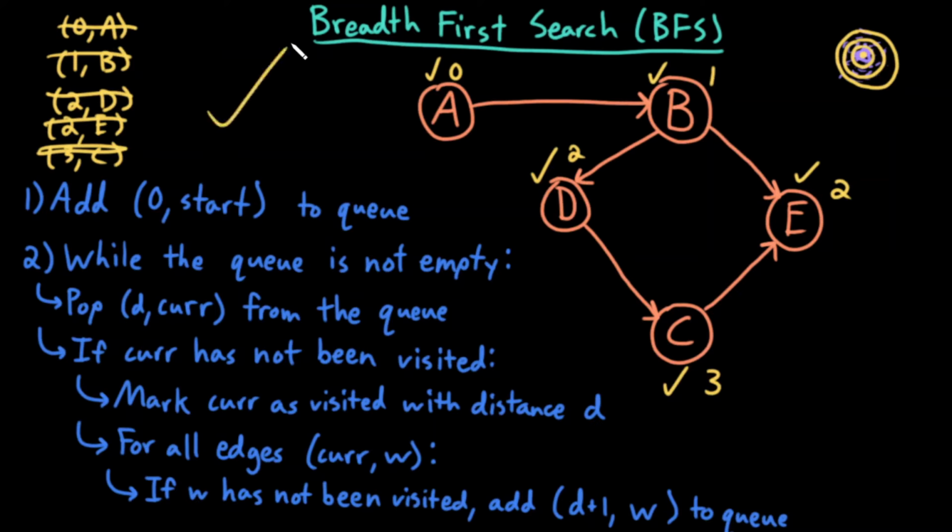Therefore, I'm done. And if I look at my graph, I see I visited every node, and I have their distance away from the starting node, specifically their minimum distance from the starting node. Technically, there are 2 paths that take us to E. We can either go A, B, E, or we can go A, B, D, C, E. So we only keep track of the shortest path in this simple algorithm.